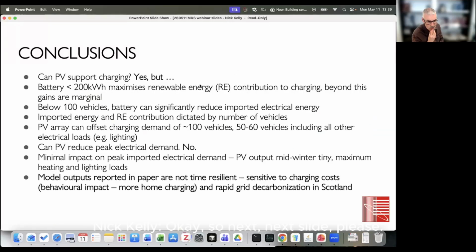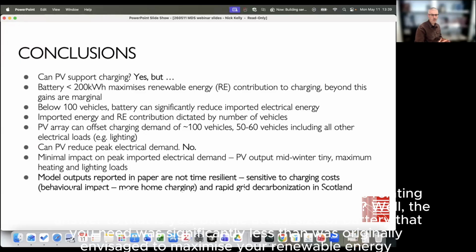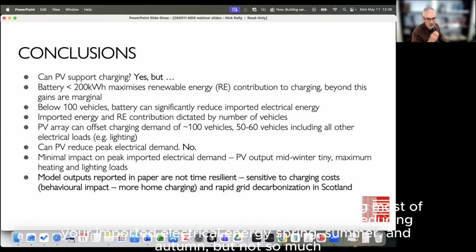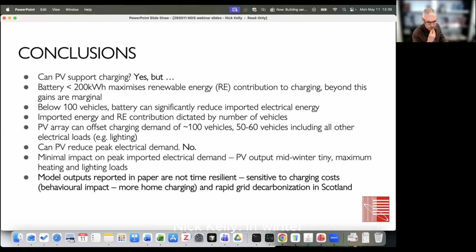Okay, so next slide, please. So just in terms of a few conclusions relating to the paper itself, can PV support EV charging? Well, the answer to that is yes. But the actual size of battery that you need was significantly less than was originally envisaged to maximise your renewable energy contribution. Below about 100 vehicles, that rooftop array is effectively offsetting most of the demands and has quite a big impact on reducing your imported electrical energy spring, summer and autumn, but not so much in winter.